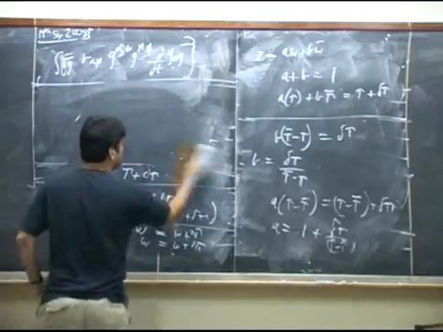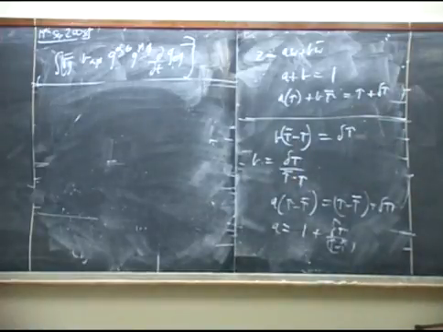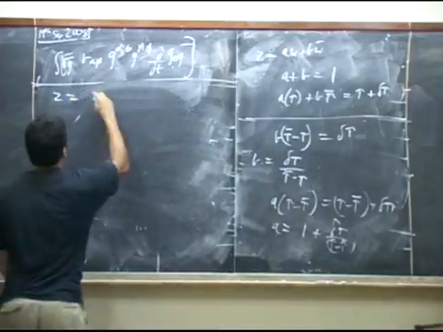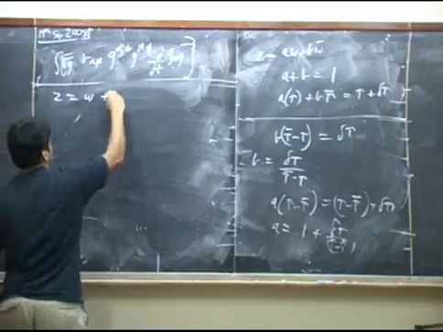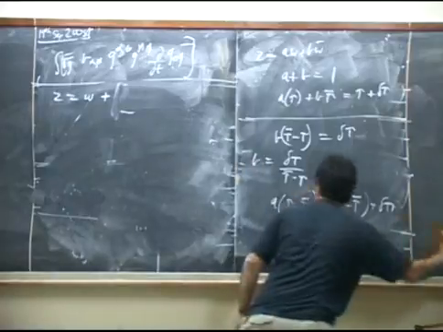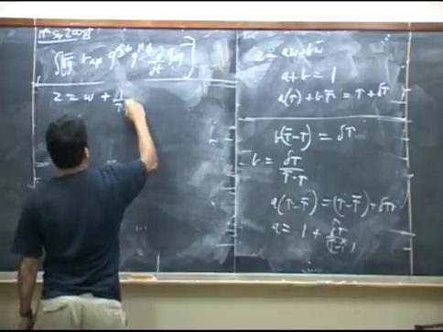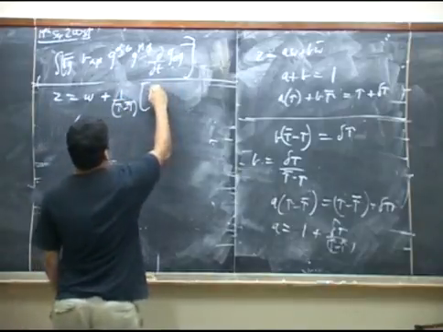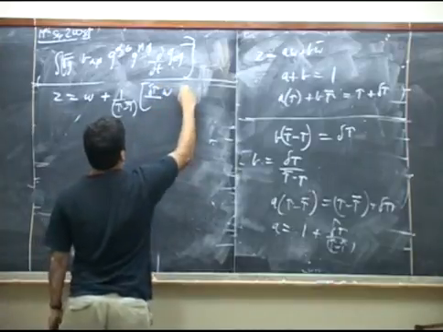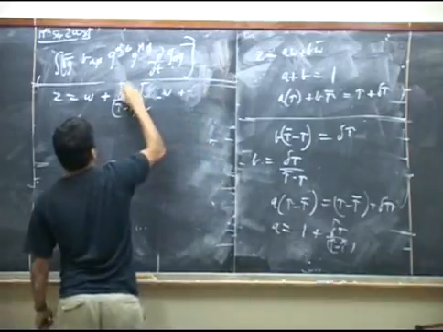The important change that we had to do was Z is equal to W plus, and then there is one over tau minus tau bar, delta tau times W minus delta tau bar times W bar.